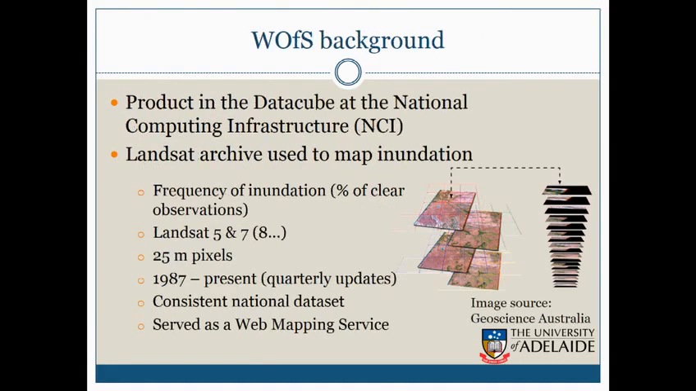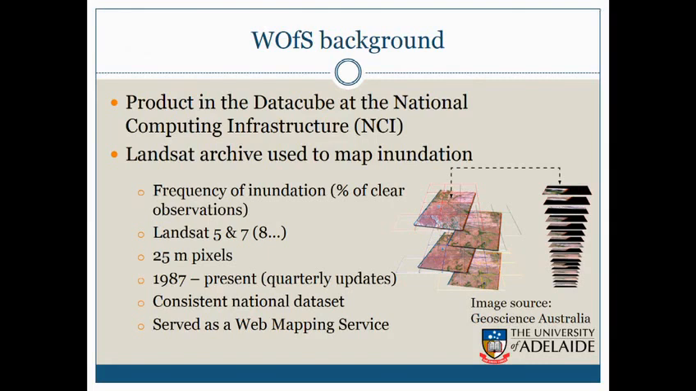So the Water Observation from Space dataset is a product of the Data Cube at the National Computing Infrastructure, which is located at the Australian National University, and it was developed by Geoscience Australia. And what it does is it uses the Landsat archive to map inundation for each Landsat image available across Australia. The WOfS dataset itself is basically an aggregation of all of that data to be able to provide a pixel by pixel account of frequency of inundation, and it's expressed as a percentage of clear observations. So cloud cover, terrain shadow, all that is masked out, and it gives you just a percent of clear observations, whether it was inundated or not.